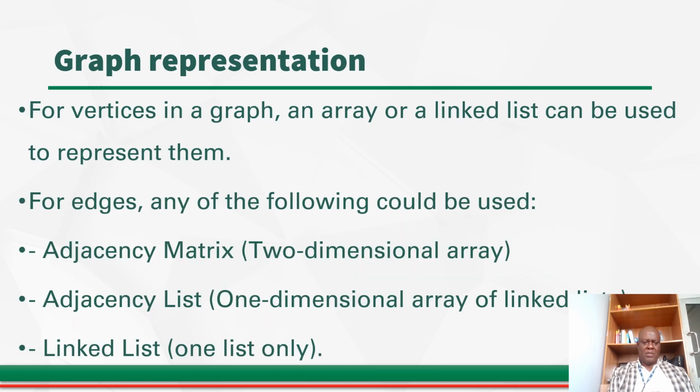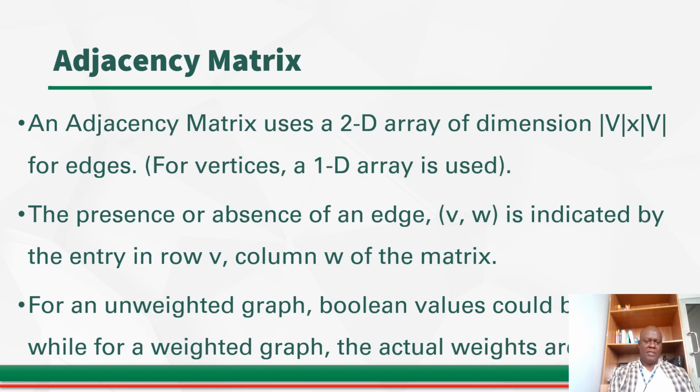Graph representation. For vertices in a graph, an array or a linked list can be used to represent them. For edges, any of the following can be used. You have the adjacency matrix, which is a two-dimensional array. You have the adjacency list, which is a one-dimensional array of linked lists. And you have the linked list, which is one list only.